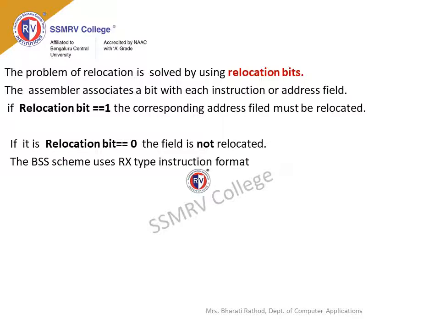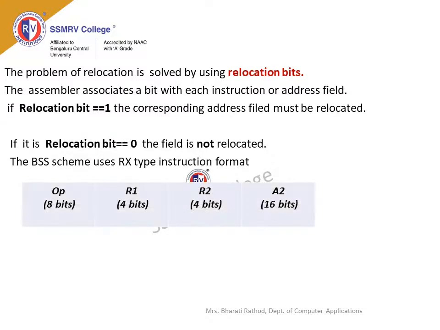Now we will see the BSS scheme instruction format. It is of the RX type of instruction. We will have a total of 32 bits in length. The opcode is 8 bits. The R1 and R2 fields are 4 bits each, and the absolute address of the operand is 16 bits.